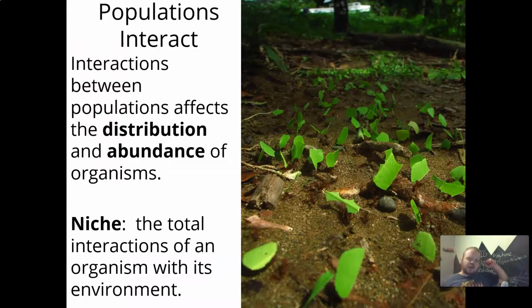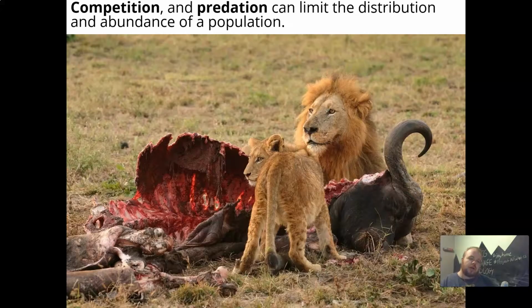Now, populations do interact with each other. The interaction between different populations affects its distribution and abundance. We typically refer to a major factor of these systems as niche. I've heard it both ways. So the niche is the total interactions of an organism within its environment. You may have learned niche as an organism's job or role. And that's partially true, but it needs to talk about how they interact.